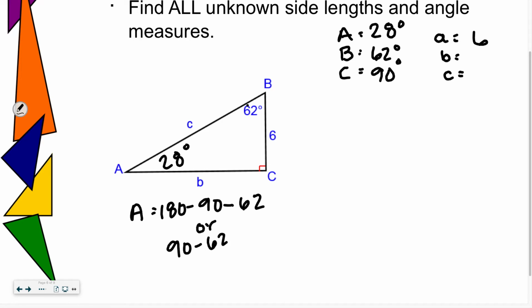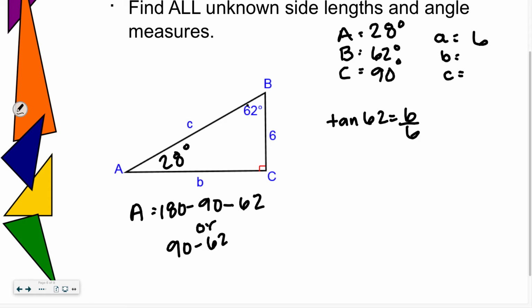Think about how you might be able to solve for side B or side C. See if you can write some kind of equation that would allow you to solve for side B or side C. Raise your hand if you've got an equation that will solve. Dylan? To get side B, you can do tan 62 is equal to B over 6.